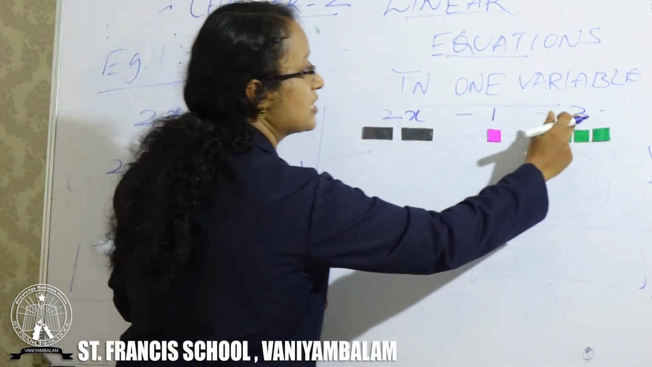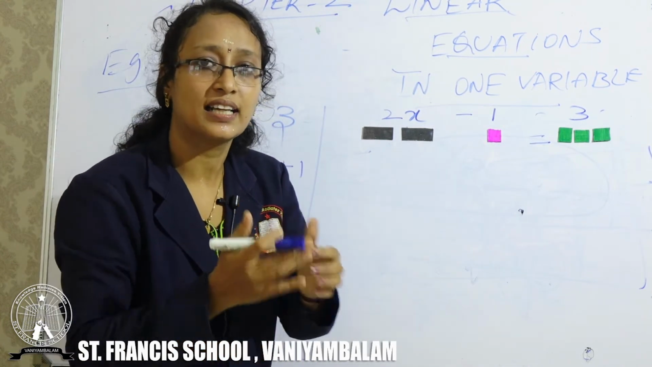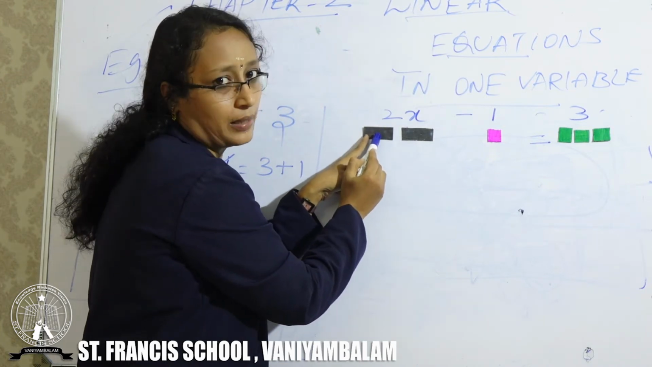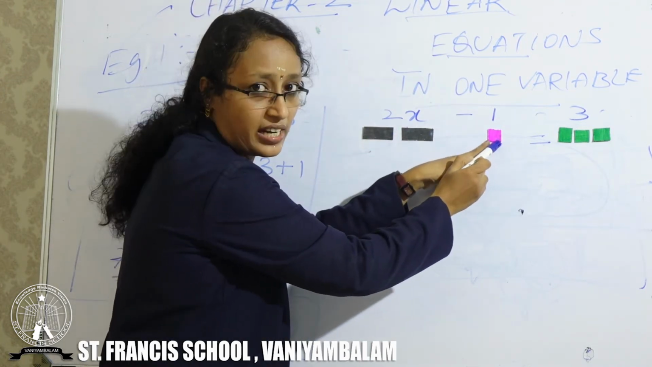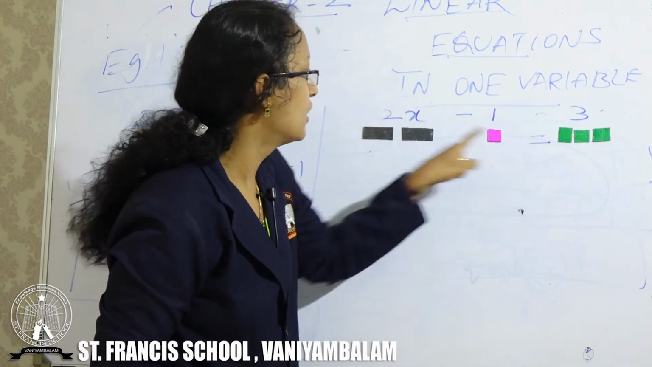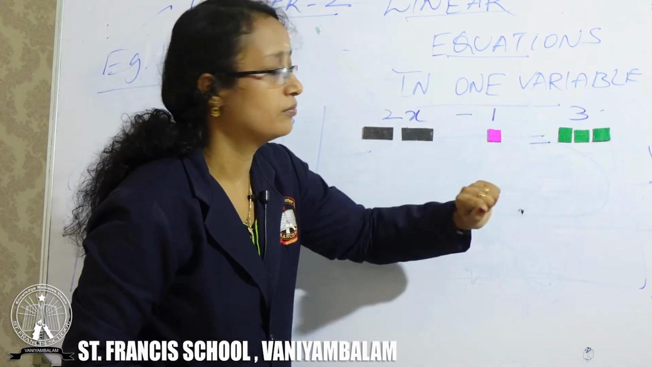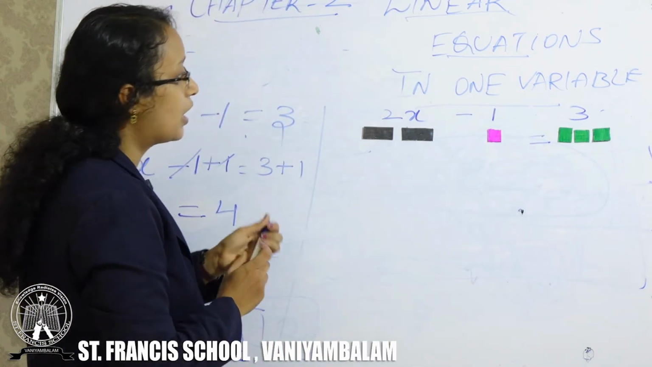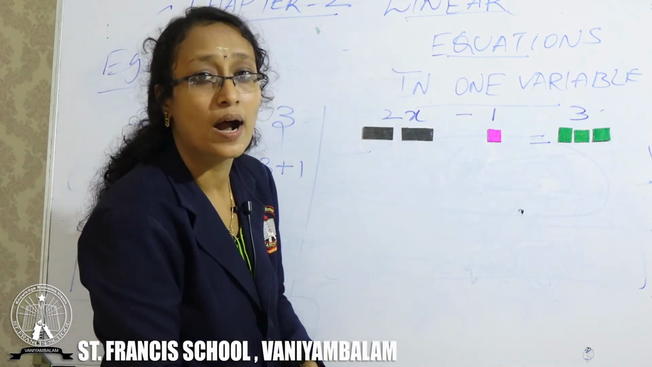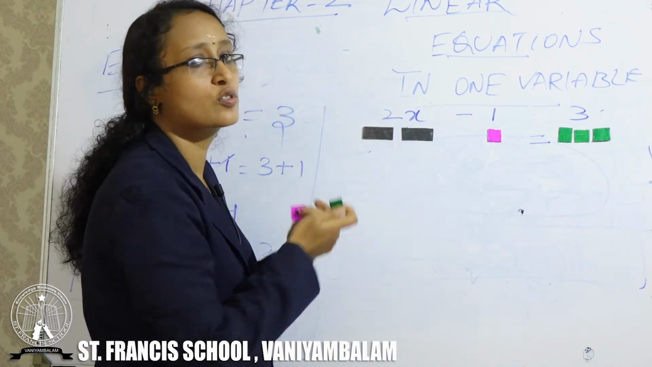2x minus 1 is equal to 3. First, let me explain once again the tiles. This is your x, positive x, black one, and this is your negative constant. This is your positive constant. So 2x minus 1 is equal to 3. Got it? Now what are we going to do? I am going to add 1 on both sides. Using first step method we are going to solve this.